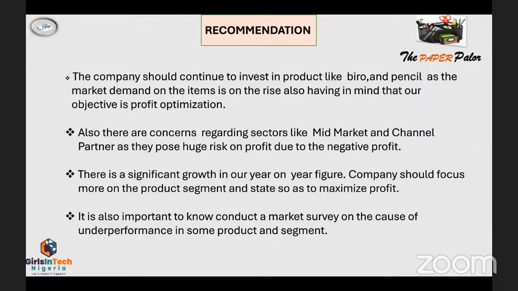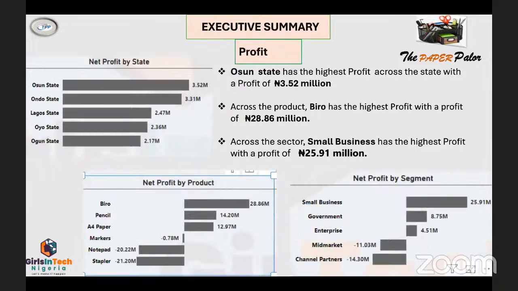So this is my recommendation. I recommend that the company should continue to invest in products like biro and pencils, and market demand on the items having high profits like the biro, pencil, and the likes. Also, sectors like mid-market and channel partners have a huge risk on our profits, because they have a minus something million profit, which has a negative impact on our profits. Also, on our year-to-year figure, I don't have the thing here.